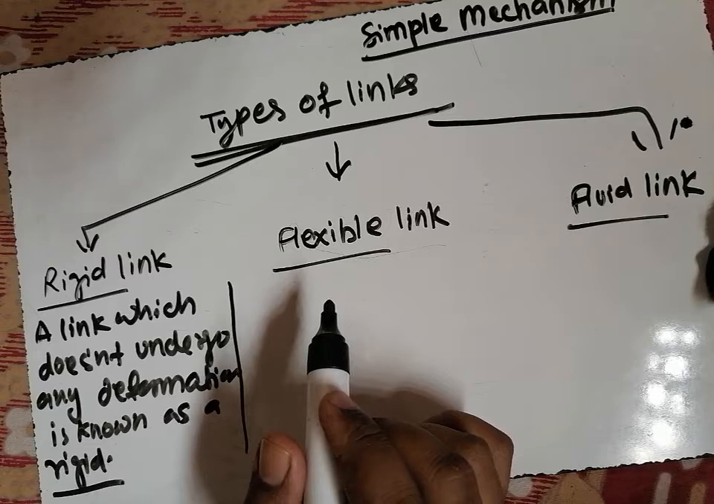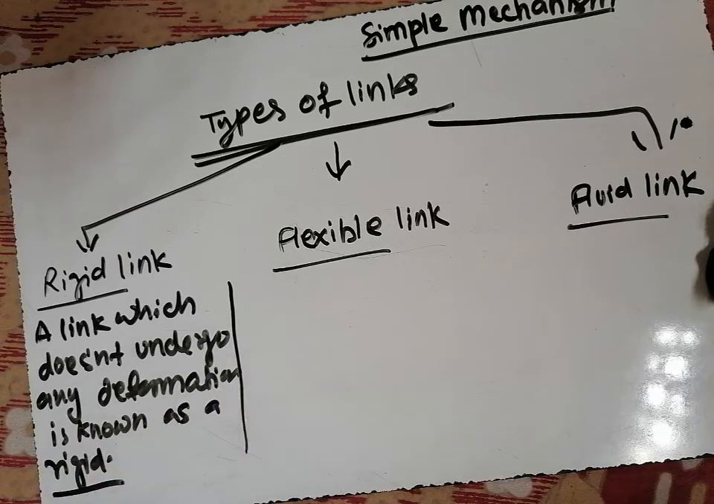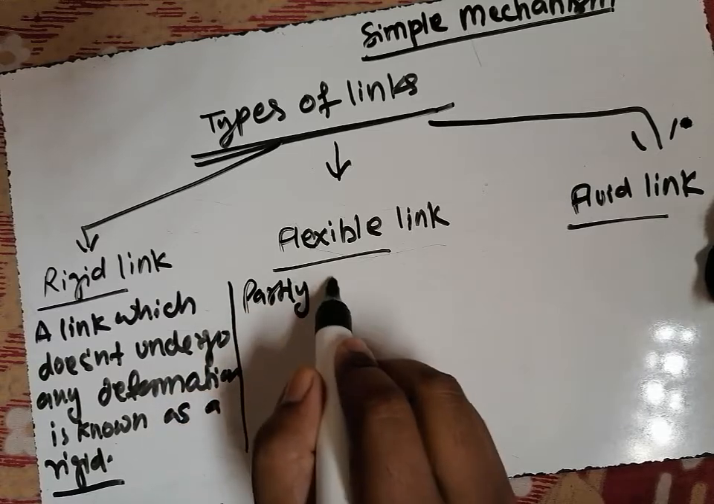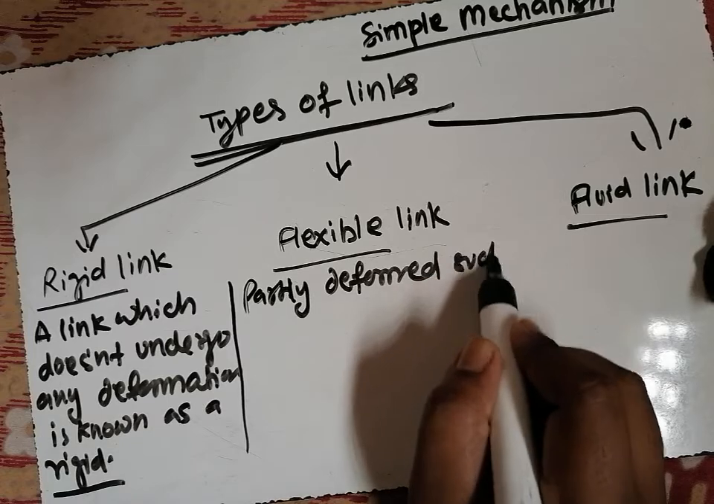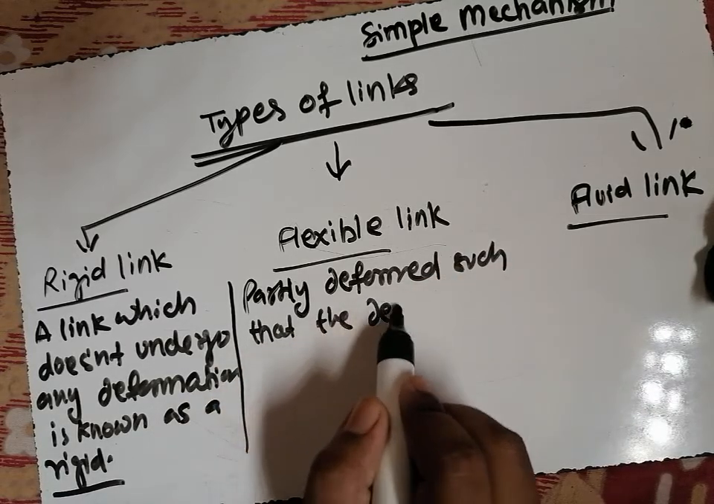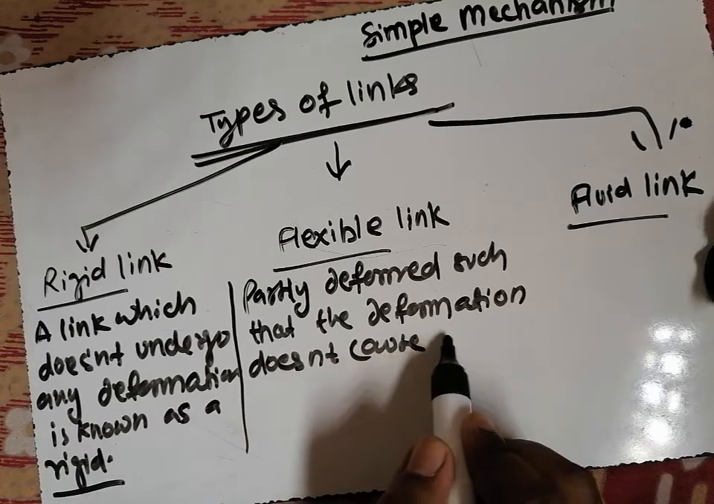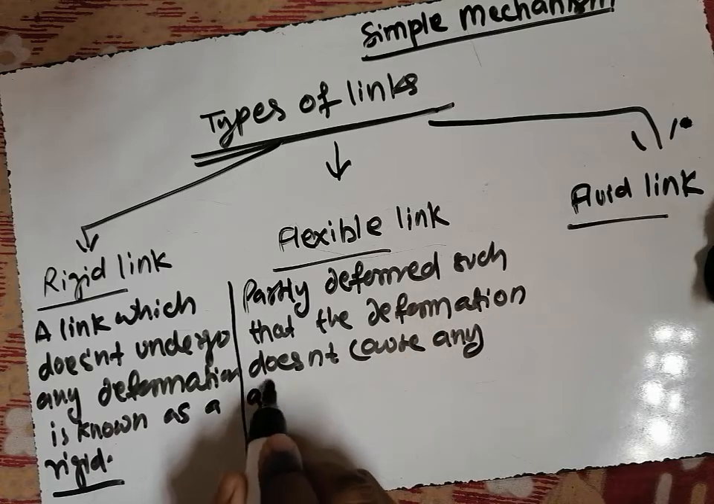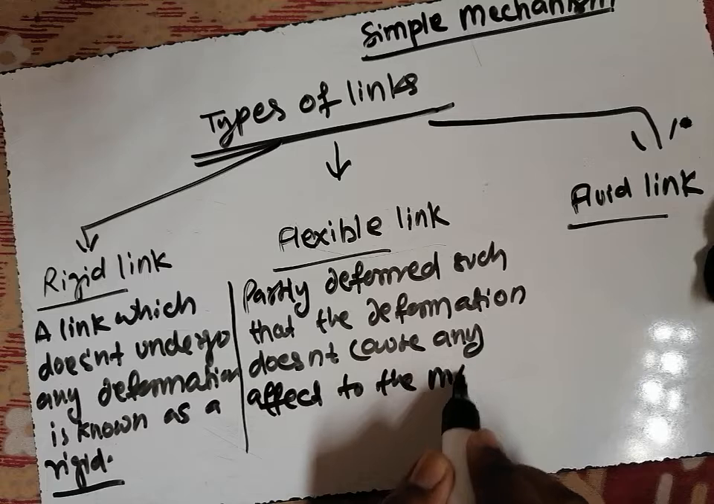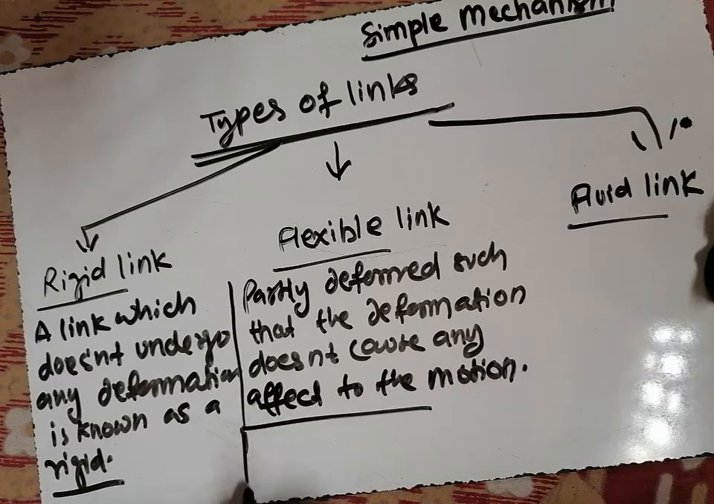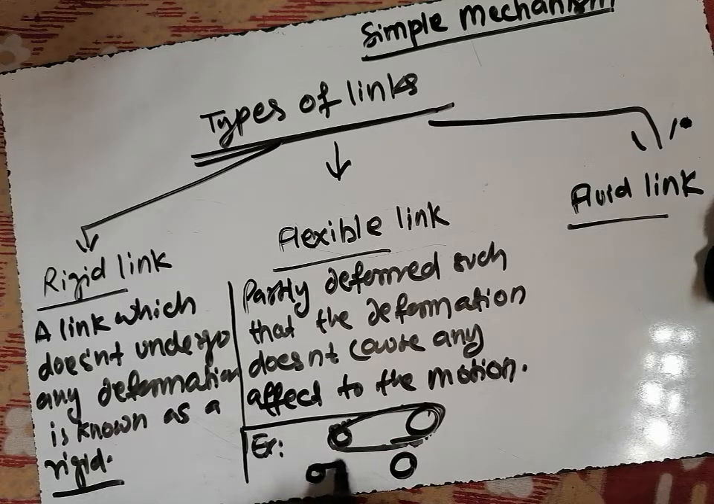Now, flexible link. A link that partially deforms in a manner such that the deformation doesn't cause any effect to the motion of transmission. Example can be taken as a cycle chain, belt, etc.